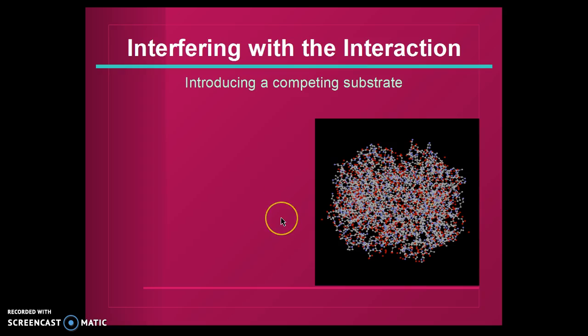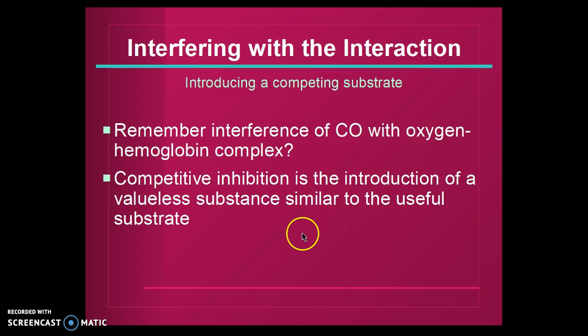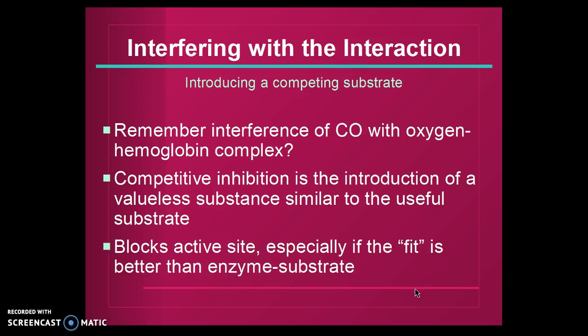Now, if you introduce a competing substance, that can also interfere with the enzyme-substrate interaction. You may recall that carbon monoxide interferes with the oxygen-hemoglobin complex and actually will bond better to hemoglobin than oxygen. Competitive inhibition is the introduction of a valueless substance that's similar to the useful substrate, and it essentially stops the action of the enzyme and can cause the cells to even die. It blocks the active site, especially if the fit is better than the enzyme substrate fit.